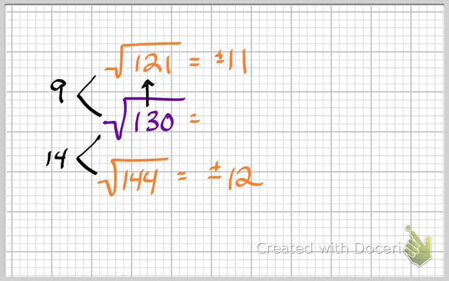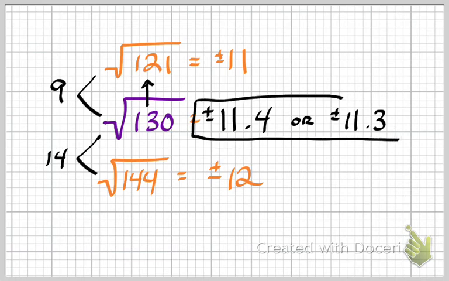So let's say our estimate, we know it's going to be between 11 and 12, maybe like 11.4, right? Or even 11.3 would probably be okay. All we're really doing is estimating. What I care about is that whatever your estimate is needs to be closer to 11 than it is to 12. So it needs to be less than 11.5 because I know that it is closer, 9 units, than 14. It's closer to 11 than it is to 12.